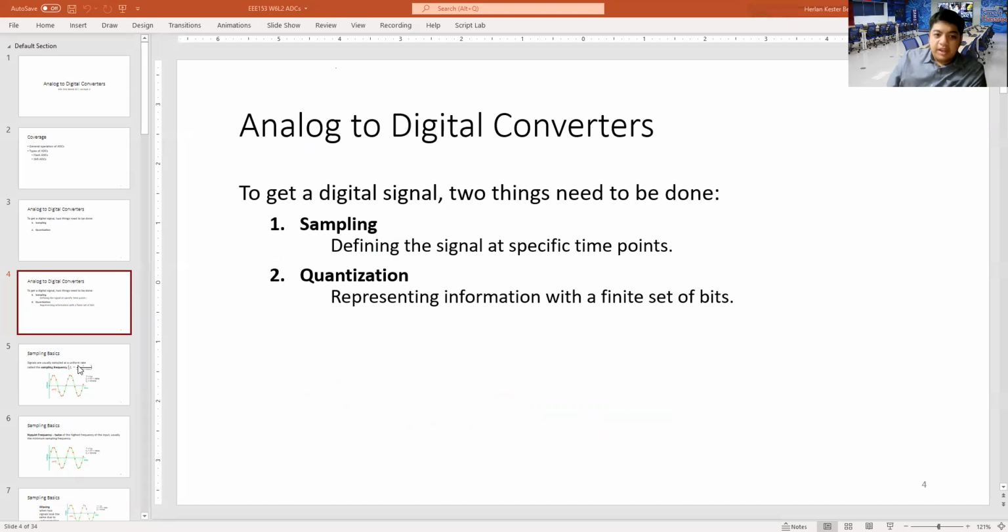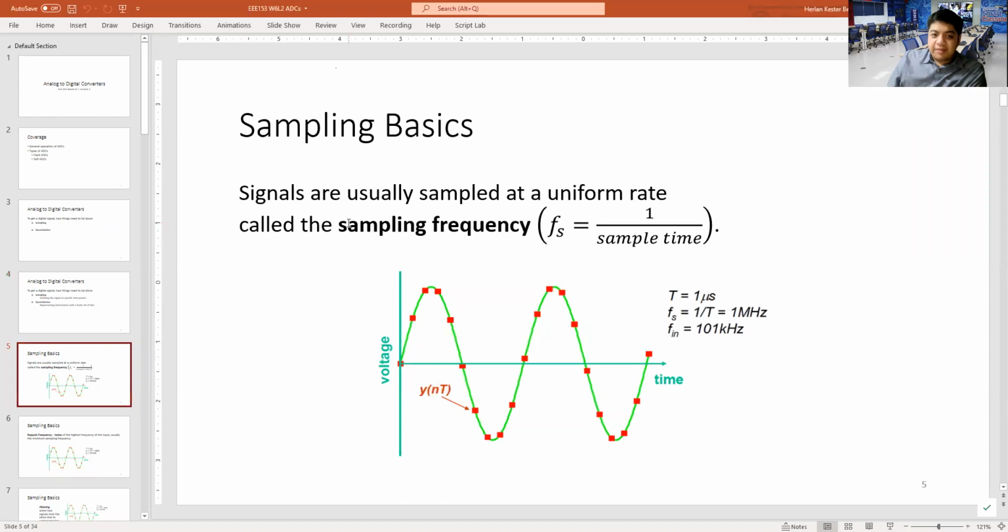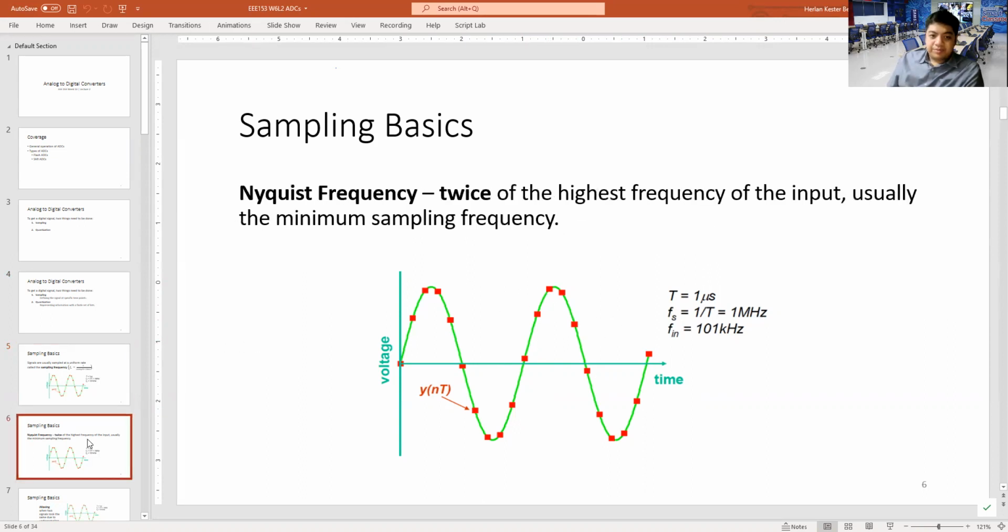Moving on, sampling muna tayo. In sampling, we usually have what we call the sampling frequency, or gano'n natin kadalas isample ang ating signal. Yung mga square na to, yun yung mga times na sinasample natin yung signal. For example, this is a 101 kilohertz na signal and we are sampling at 1 megahertz. Ito ang isang signal period natin, and then 1 megahertz yung frequency ng ating samples.